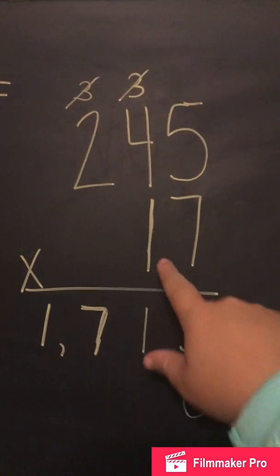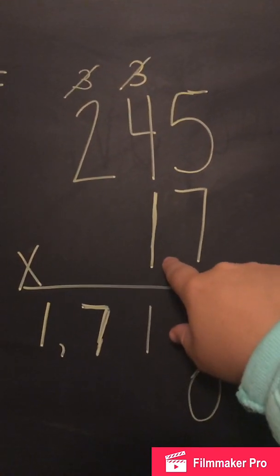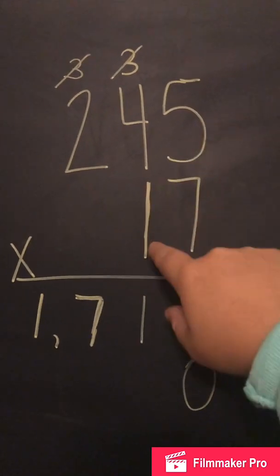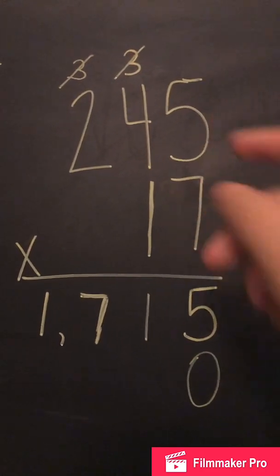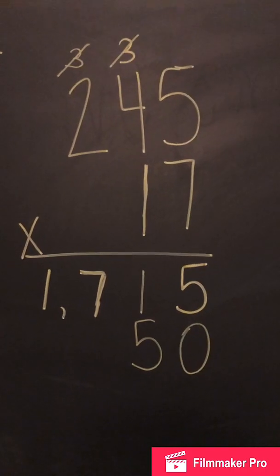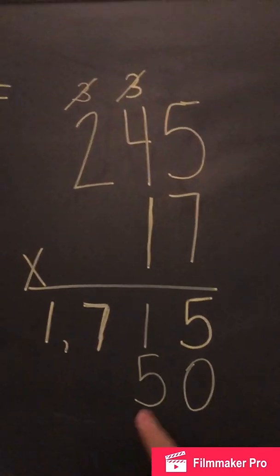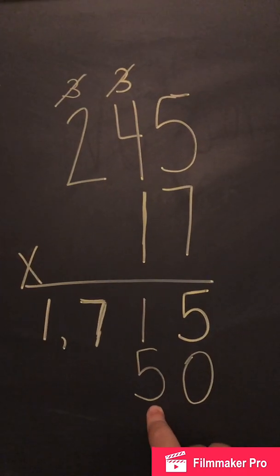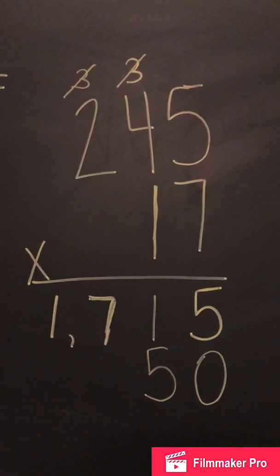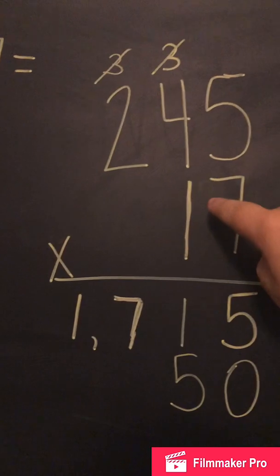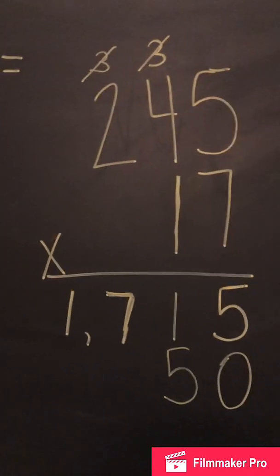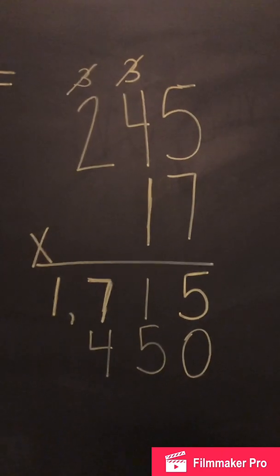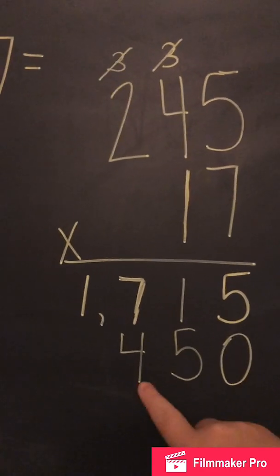First, I will do the bottom 10s multiplied by the top 1s. So that will be 1 times 5. 1 times 5 is 5. It was a 1-digit number, so I just brought it down here. Now I can multiply my bottom 10s by my top 10s. That will be 1 times 4. 1 times 4 is 4. Since it's a 1-digit number, I can keep it on the bottom.